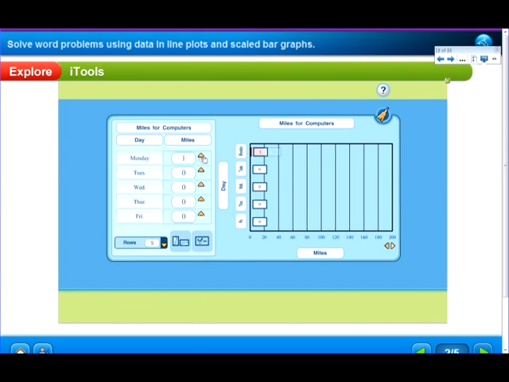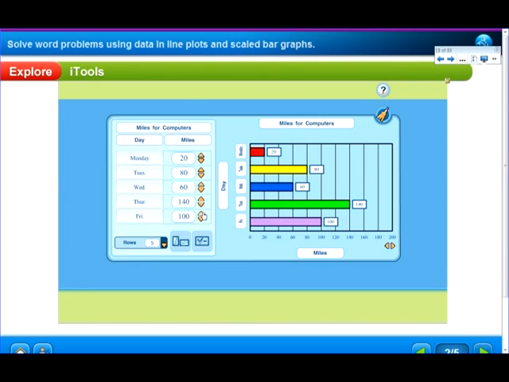By changing the scale, we want to say on Monday we had 20. On Tuesday we had 80. On Wednesday we only had 60. On Thursday, it was our best day, we had 140. And Friday we only had 100.